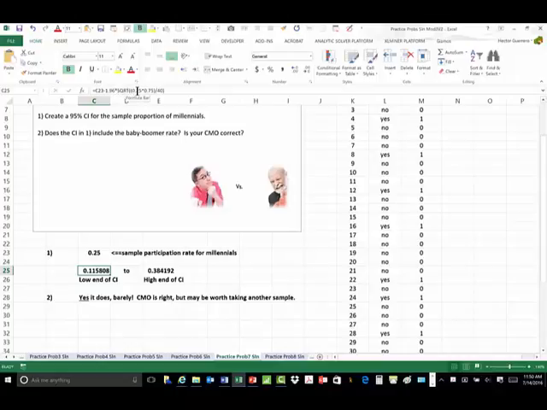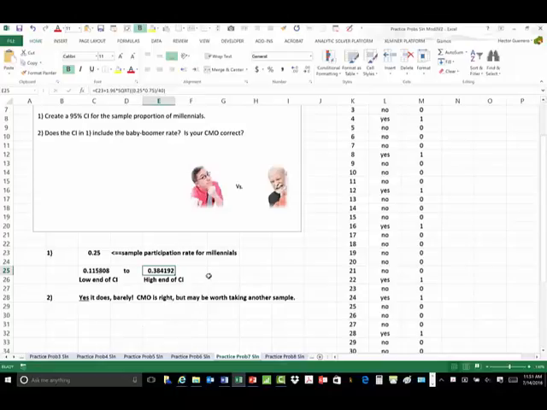Then we take the square root of 0.25, which is our proportion, times 1 minus the proportion, 0.75, and we divide that by the sample size, 40. This is just a formula for how we do this. In this case, the same calculation, 1.96 times the square root of 0.25 times 0.75 divided by 40, but in this case, we're adding it to create the range.